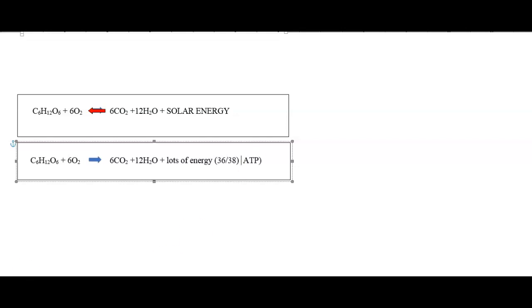So basically they're just opposite reactions. If you know photosynthesis, you're going to know respiration is just going to be opposite. So solar energy gets converted into chemical bond energy in the form of glucose. Chemical bond energy in the form of glucose becomes phosphate bond energy in the form of ATP. So the whole process was to convert solar energy into ATP. Almost all the reactions in our body require ATP.